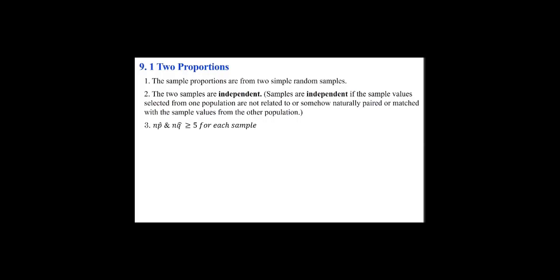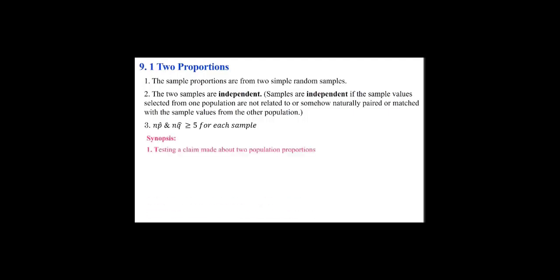SRS samples are independent if the sample values selected from one population are not related to or somehow naturally paired or matched with the sample values from other populations. We discuss the matched pairs in more detail later. And again, remember np and nq must be large. Now in this case, np hat and nq hat must be large.